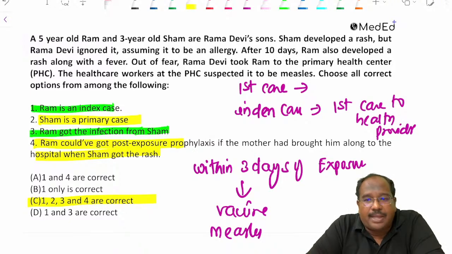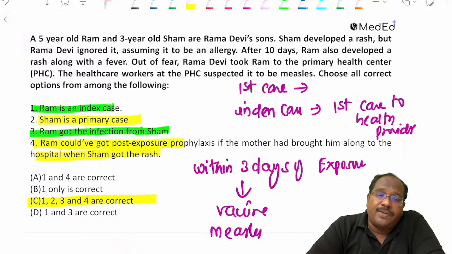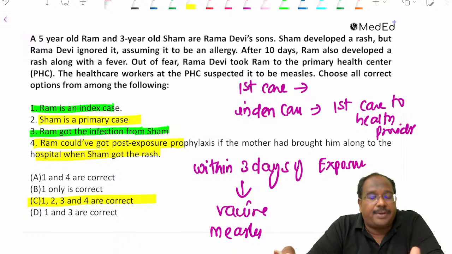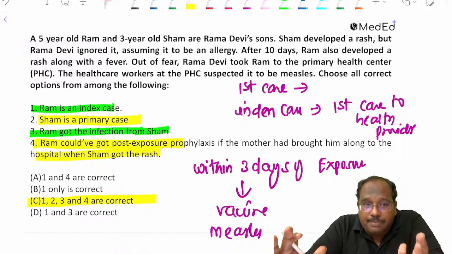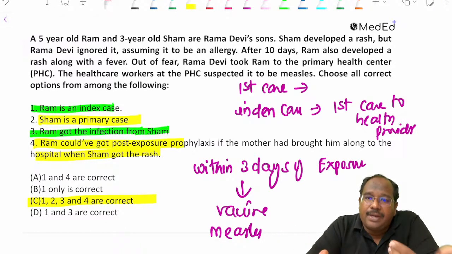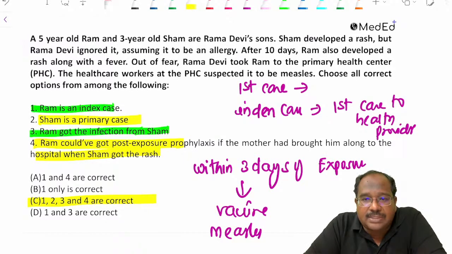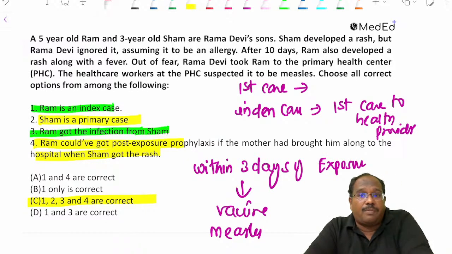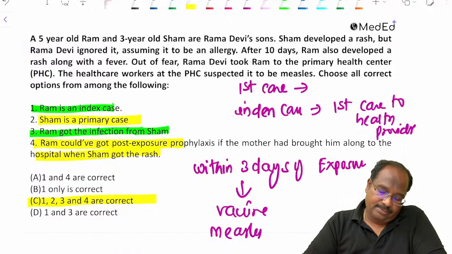So Sham is the primary case because he is the first case. Ram is the index case because he came to the health provider. Ram got infection from Sham, that is also right, because the 10 days incubation period was there. This could have been prevented if you had given the vaccine within 3 days of exposure. That is also correct.